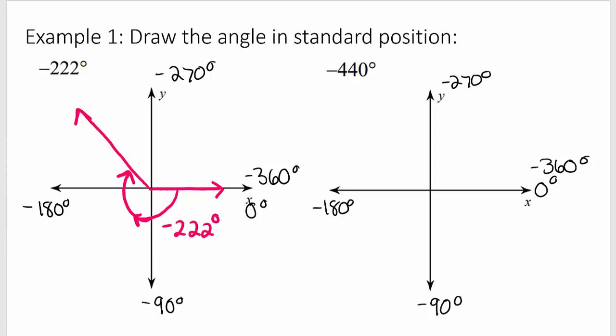For negative 440, well, that's greater than negative 360. So it looks like we have a full rotation. We have our initial side that we start with, and then we're moving clockwise because of that negative. So I'm going to do one full rotation first. After we rotate negative 360 degrees, we need to rotate another negative 80 degrees. Therefore, the terminal side will land in the fourth quadrant. And then we label negative 440 degrees. So notice that I show that rotation by going all the way around, which is the negative 360, and then another negative 80.